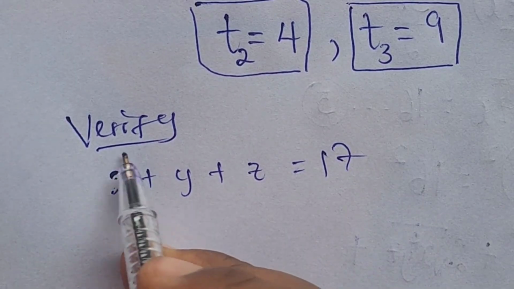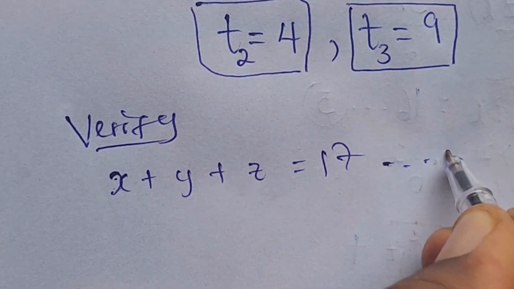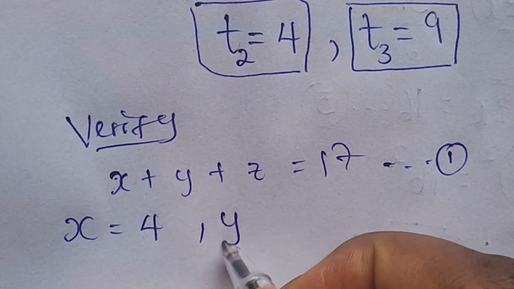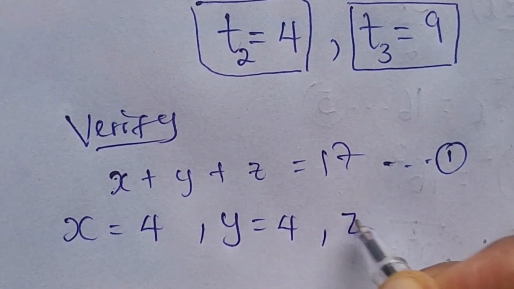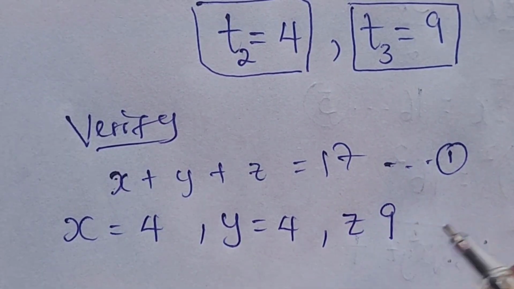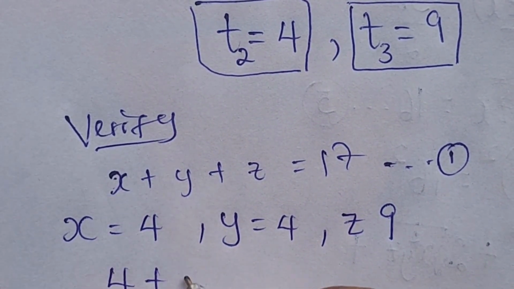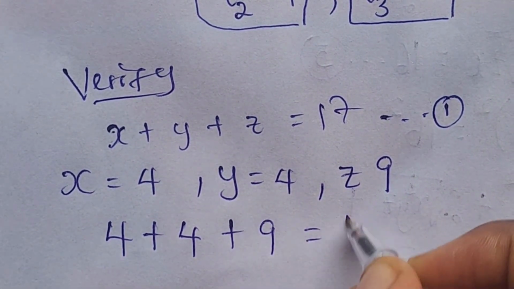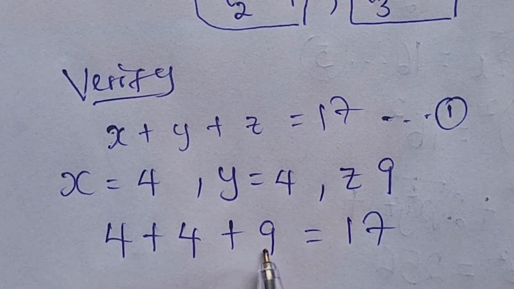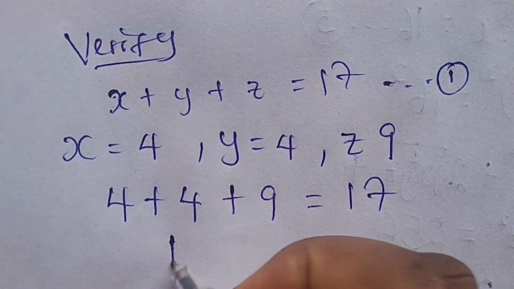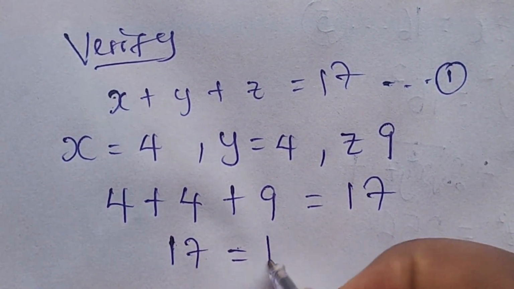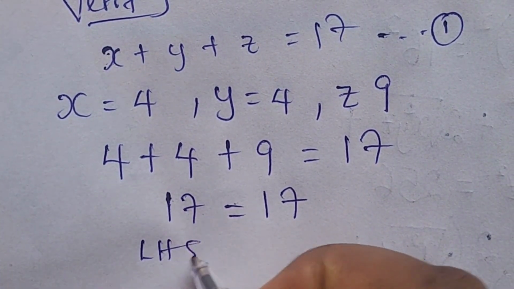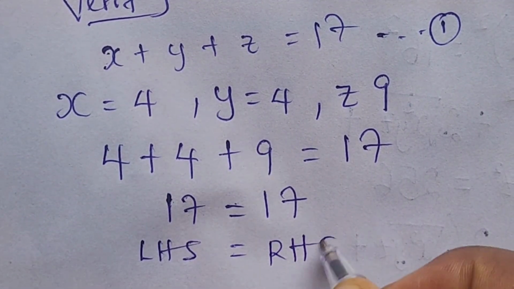Let's verify using equation 1. Our x is equal to 4, our y is equal to 4, and our z is equal to 9. So we have 4 plus 4 plus 9, which is equal to 17. When we add this up, we have 17 equal to 17. So the left hand side equals the right hand side.